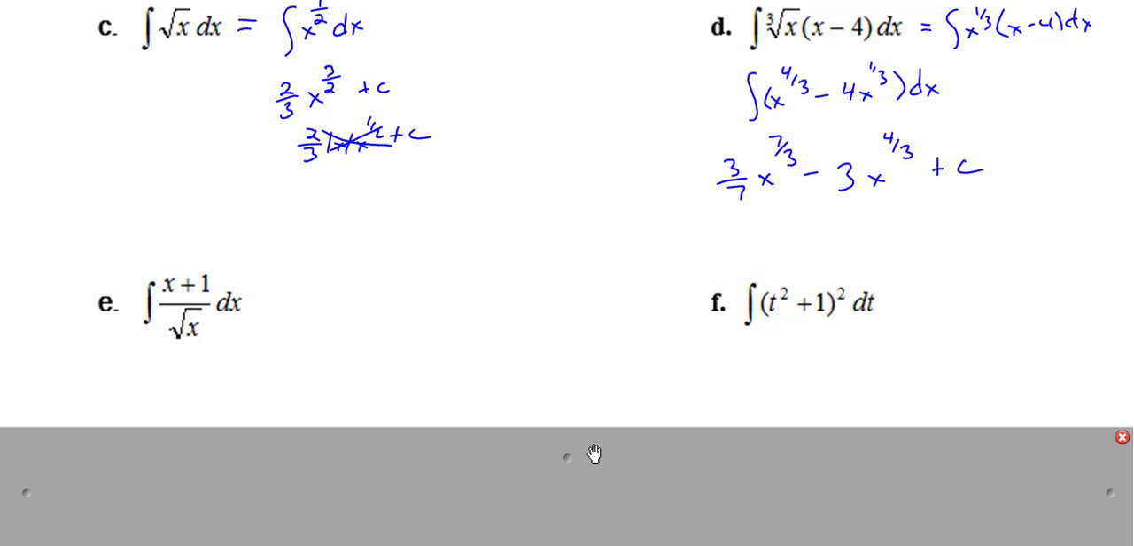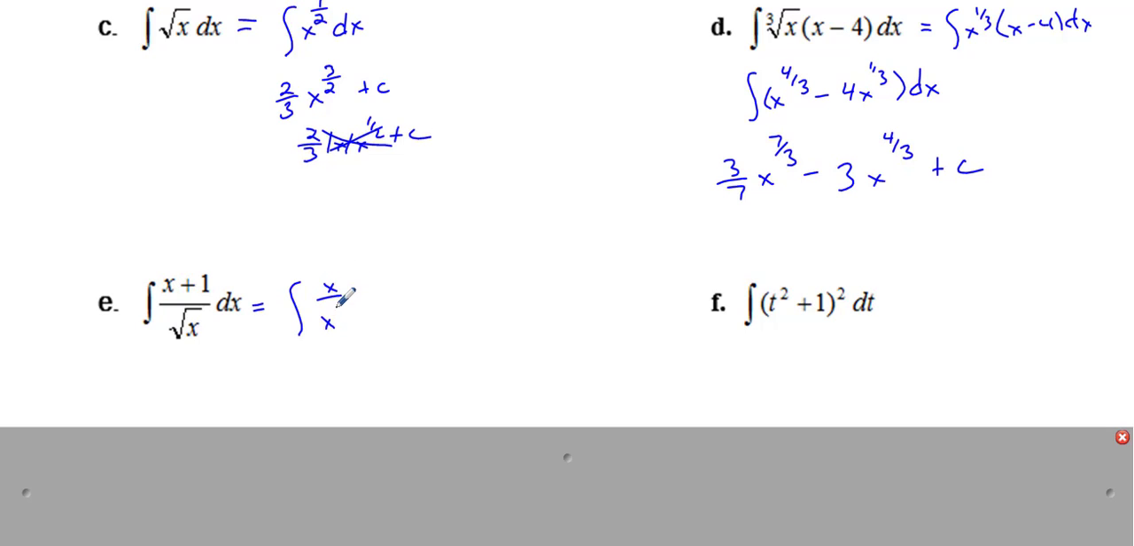Part E, everybody's favorite. We do not have an anti-quotient rule. We do not have an anti-product rule. We have to rewrite this. Okay, this is definitely a split up problem.